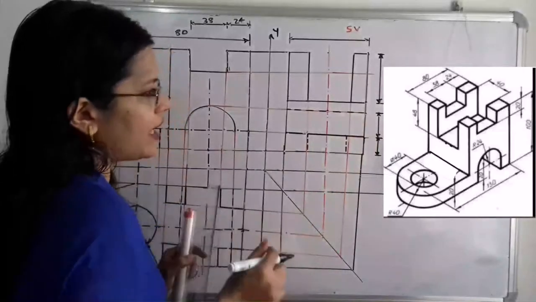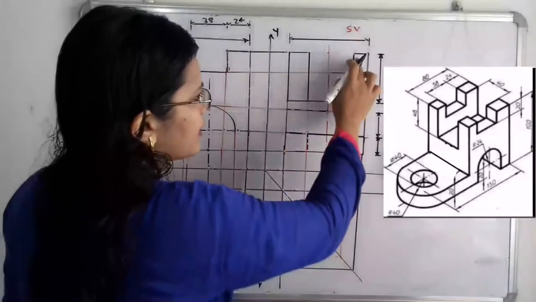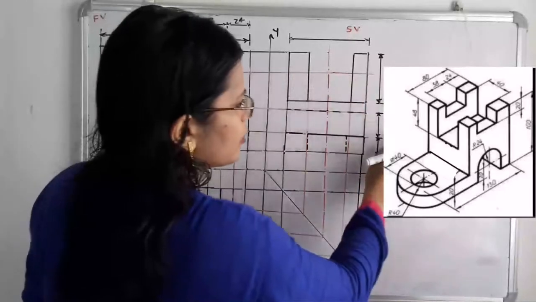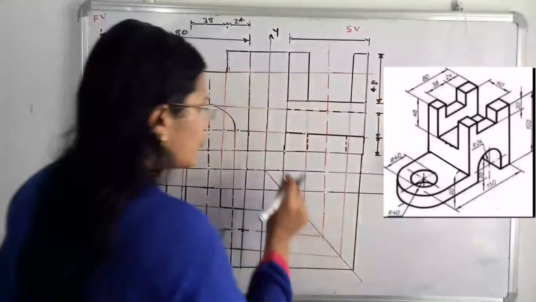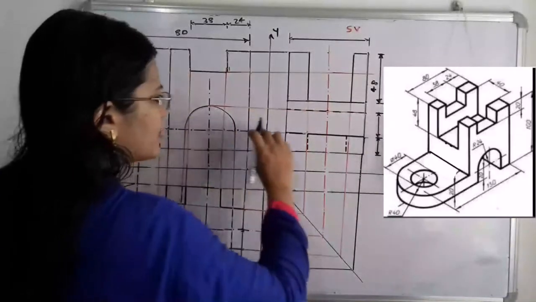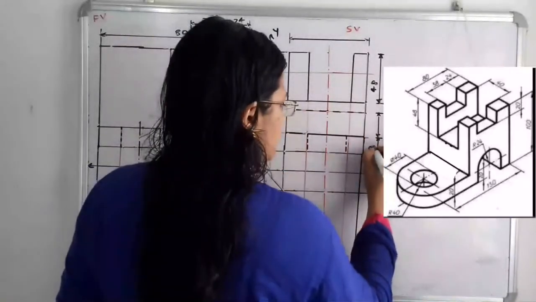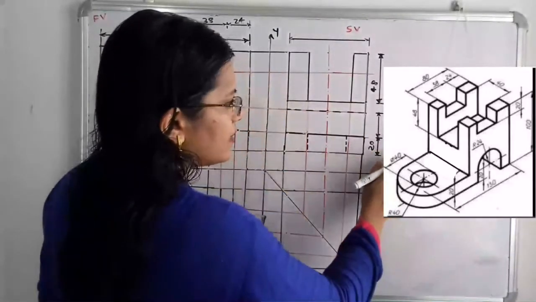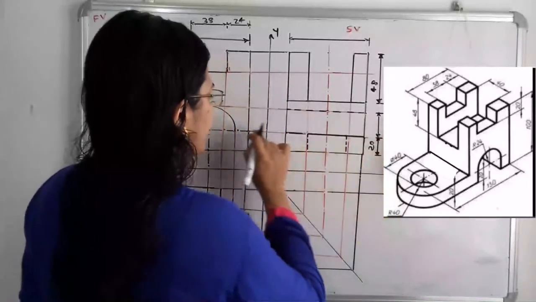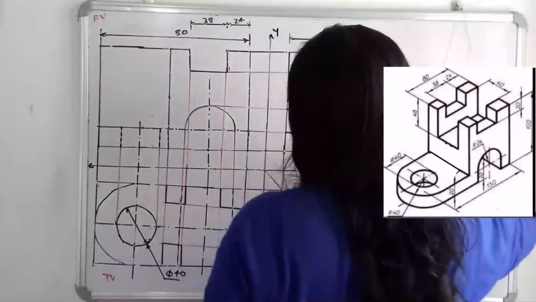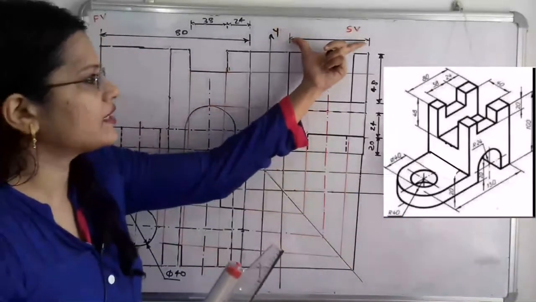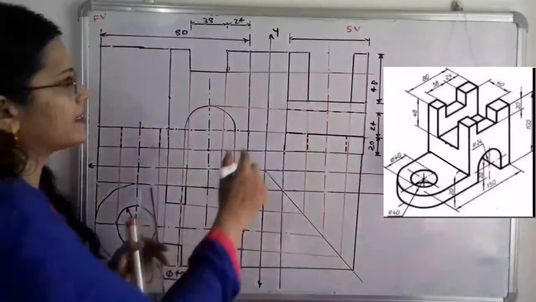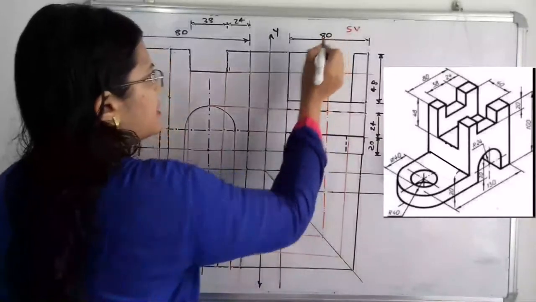Now we will give the dimensions. For this vertical construction, the total height is given, that is 48. So we have to show here 48. What is this base? Here the base is 20 millimeter height. So we have to show this. And then the semicircle has radius 24. So we have to show here 24. In the same way, here what is the width? This width is 80. So we have to show here 80.